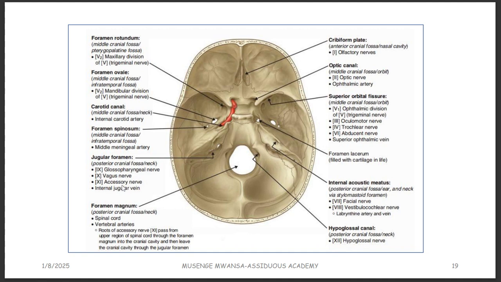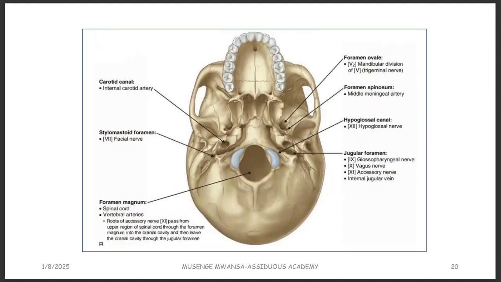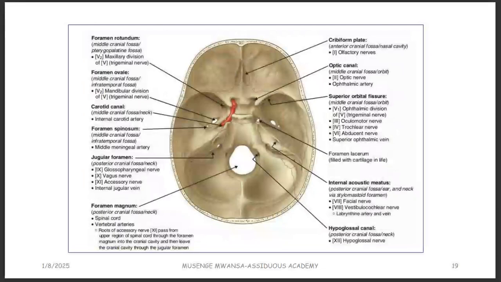Besides those, you also have got the accessory nerve, which is cranial nerve number 11. So cranial nerve number 9, number 10, and number 11, and the internal jugular vein are in the jugular foramen. So we're remaining with one nerve, cranial nerve number 12. Where does it pass? It's in the hypoglossal canal. At the foramen magnum, you have got the spinal cord here. Sometimes we are going to say medulla oblongata because the medulla oblongata is what continues the spinal cord. And you also have the vertebral arteries. Okay, they also pass here, and some other contents. So these are the openings in the cranial fossa.